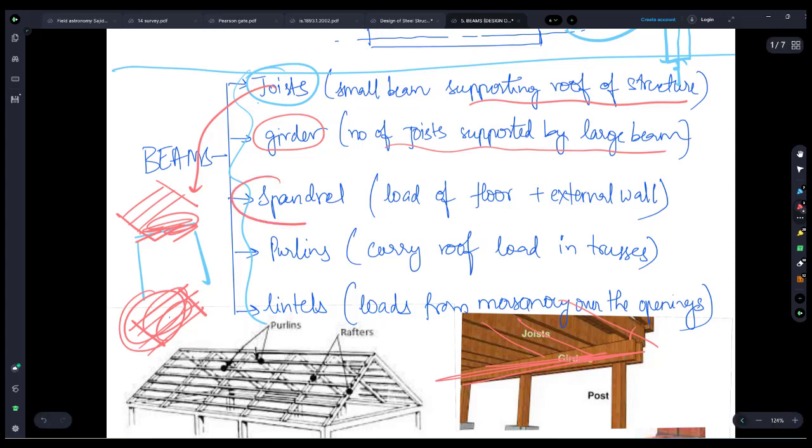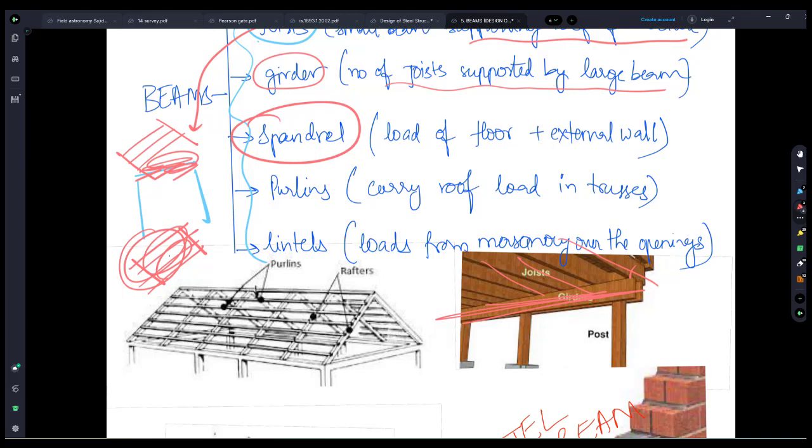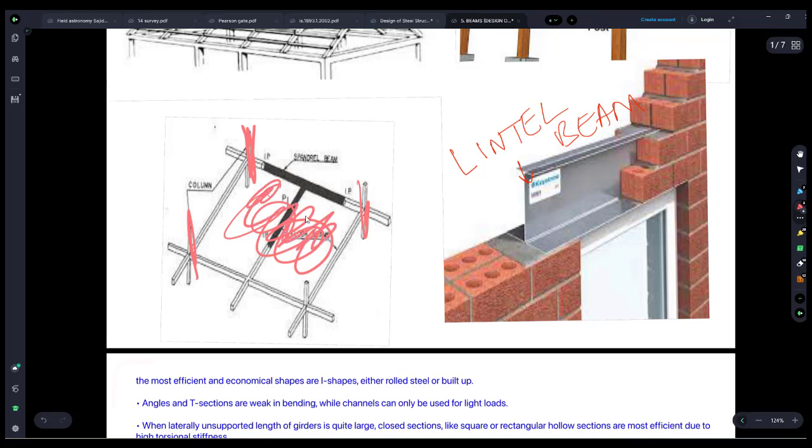Next is spandrel. What is this spandrel? See, it is present below the floor. So to take the load of the floor as well as external walls, we will have a spandrel. So ek diagram dekhenge to samajh jaoge. To dekho yahan pe to hai columns, right? So this is your floor system, right? I hope you got it. Floor of a particular level. So you can see all the floor load is being transferred to these beams.